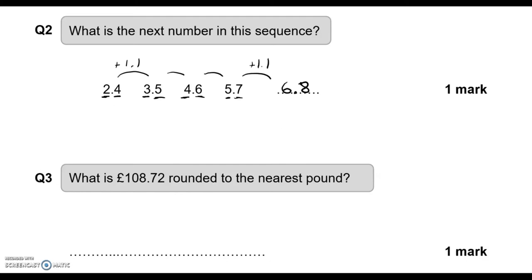Question number 3. What is £108.72 rounded to the nearest pound? So that means getting rid of the pence, the pennies. So we're going to go either with £108 or 109. And looking at the digit after the decimal point in this case, because that's where we are stopping, that is a 7, so higher than 5. That means we're going to go up. So this is going to go to £109.